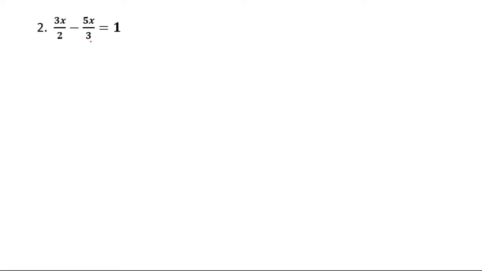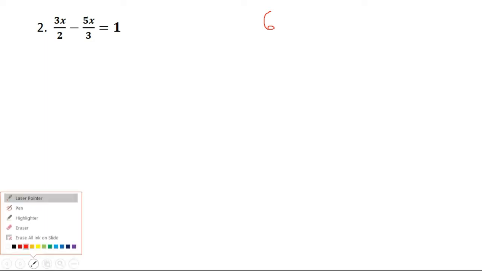Now look for the LCM of the denominators. So it means that we are looking for the LCM of 2 and 3. We know that the LCM of 2 and 3 is 6. So the LCM that we found is 6. Now after you found the LCM to be 6, the next thing you need to do is to identify the terms in the equation.